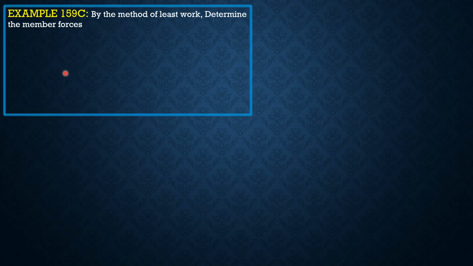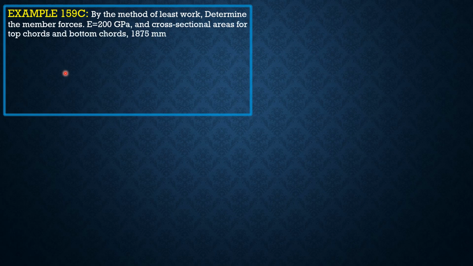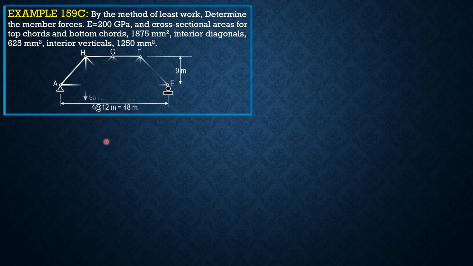By the method of least work, determine the member forces. E is 200 gigapascals, and the cross-sectional areas are 1875 mm square for the top and bottom chords, 625 mm square for the interior diagonals, and 1250 mm square for the interior verticals. So here we go. This is the figure.